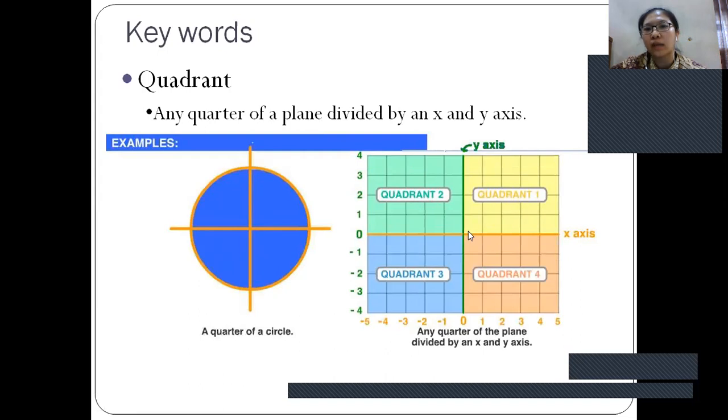In quadrant 1, mostly the coordinates will all be positive numbers, for example 1, 5. In quadrant 2, the x-axis will be negative, however the y-axis is positive. In quadrant 3, both the x-axis and the y-axis are negative. In quadrant 4, the y-axis is negative, however the x-axis is positive.